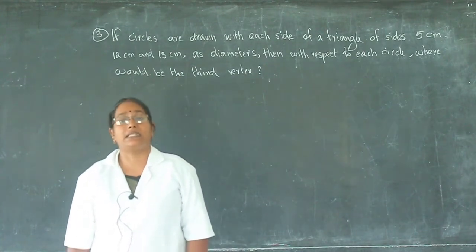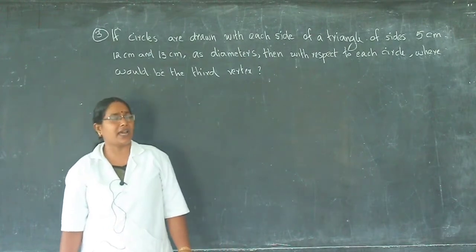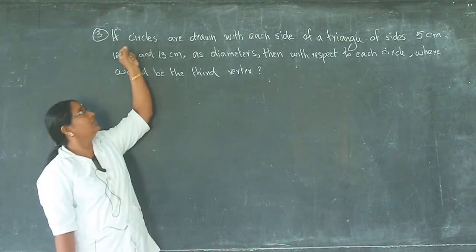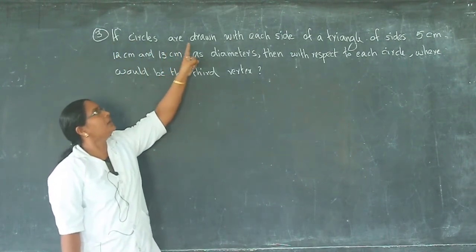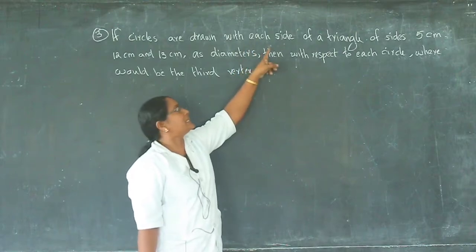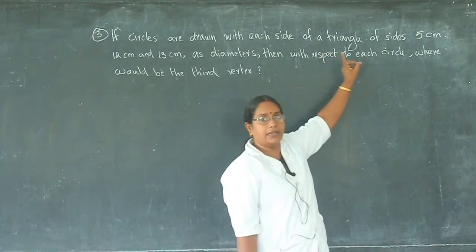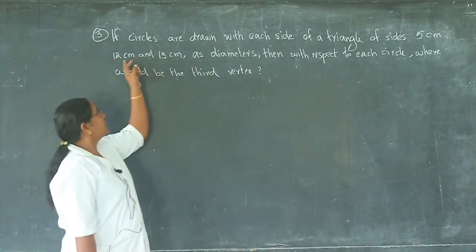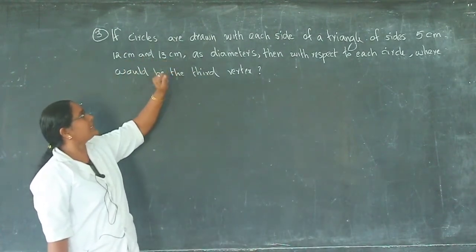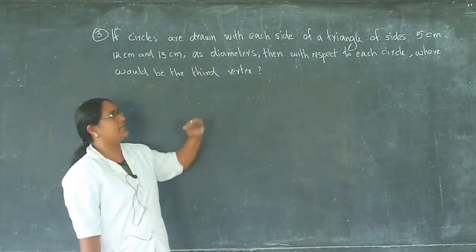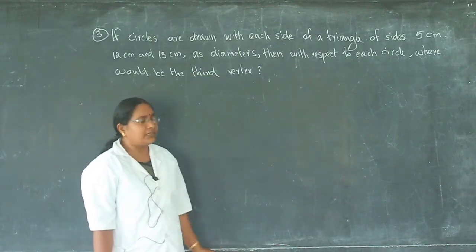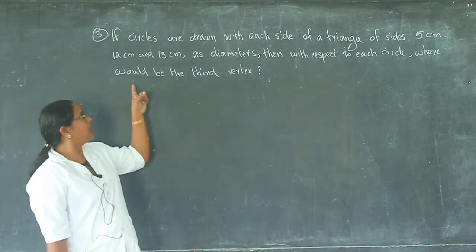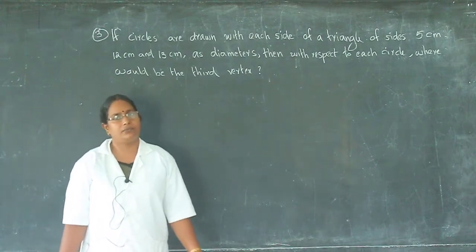Today we discuss the third question of chapter number 2, Circles. The third question: if circles are drawn with each side of a triangle of sides 5 centimeter, 12 centimeter and 13 centimeter as diameters, then with respect to each circle, where would be the third vertex?